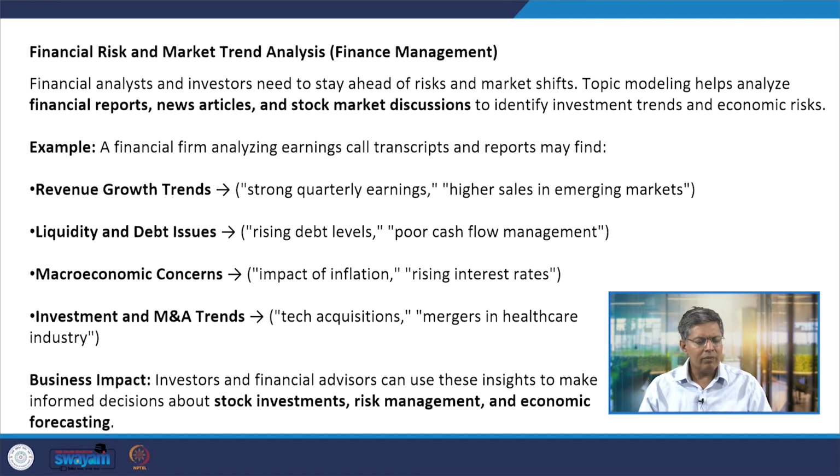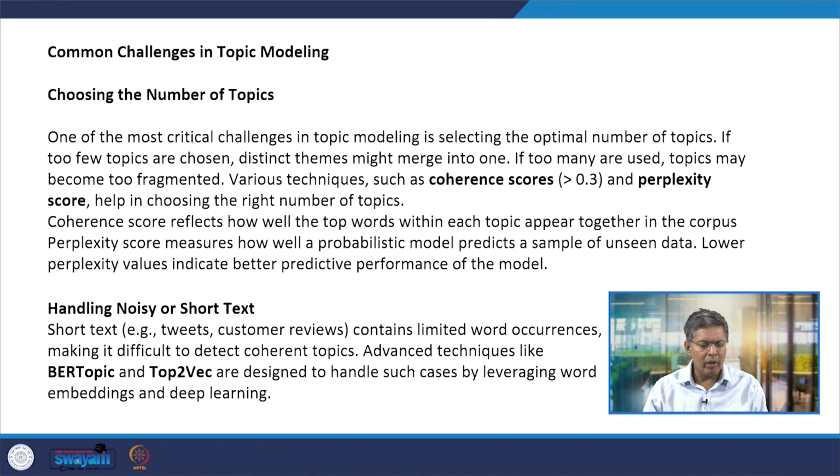Okay. So for example, a financial firm analyzing trends, earnings call transcripts, and reports may find revenue growth trends, liquidity and debt issues, macroeconomic concerns, and investment and merger and acquisition trends, and overall business impact obviously. After reading all those trends, investors and financial advisors can use these insights to make informed decisions about stock movements, risk management, and economic forecasting, right. So that is why understanding and analyzing the text becomes very, very important, right.